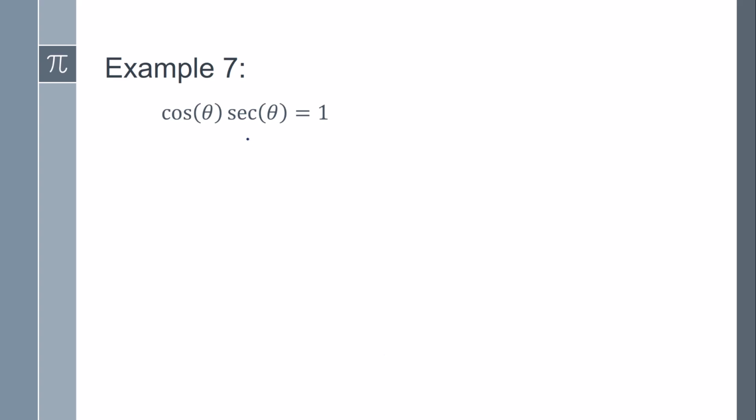For this one here, I can change that to 1 over cosine. No Pythagorean, no algebra, change everything to sines and cosines. Those cancel out, so we get 1.